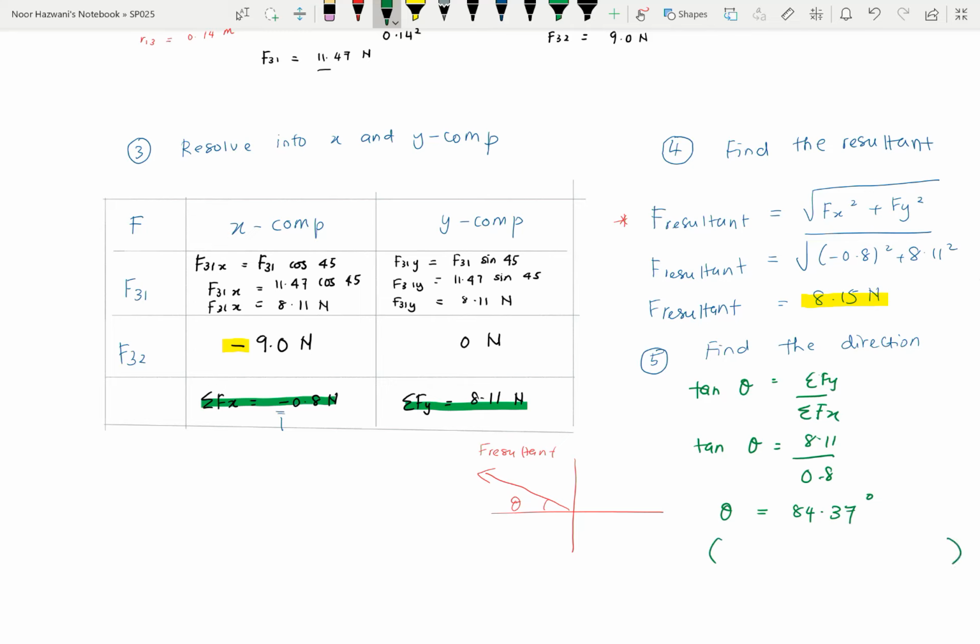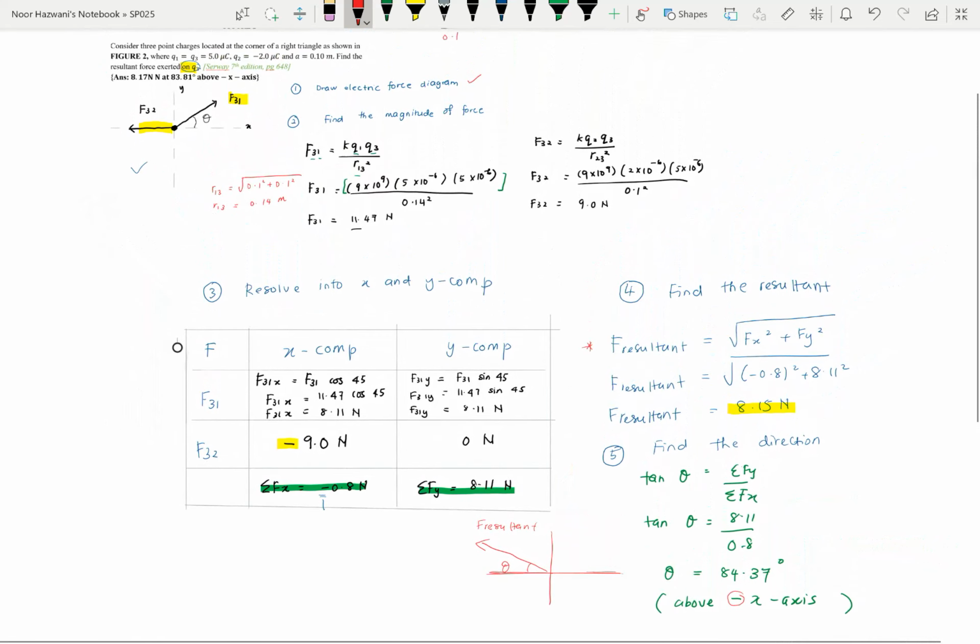And then jangan lupa letak ayat. Kena bagi tahu you punya theta tu duduk dekat mana? Above negative x axis. Negatif ni student selalu lupa. Selalu student akan cakap above x axis sahaja. Above x axis tu you ada dua tendency, either positif, ni positif tau kat sini. Kat sebelah sini adalah negatif. So you kena bagi tahu specifically mention above which one, positif ke negatif. So itu sahaja untuk problem solving steps bagi case 2 dimension. Thank you.